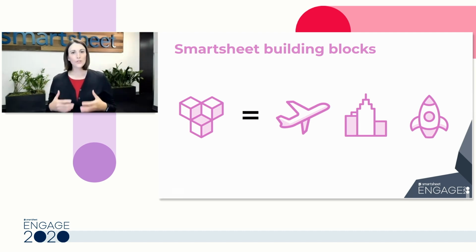And that's very true of Smartsheet. So it's really important to really understand what the different building blocks are. And there are 4 different important building blocks that we're going to cover today.